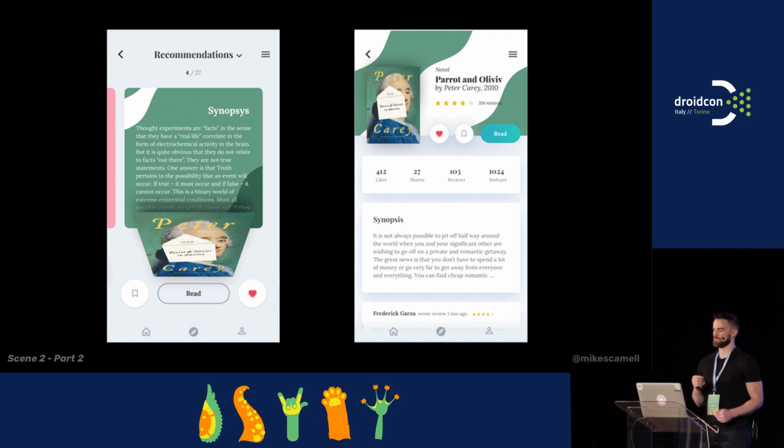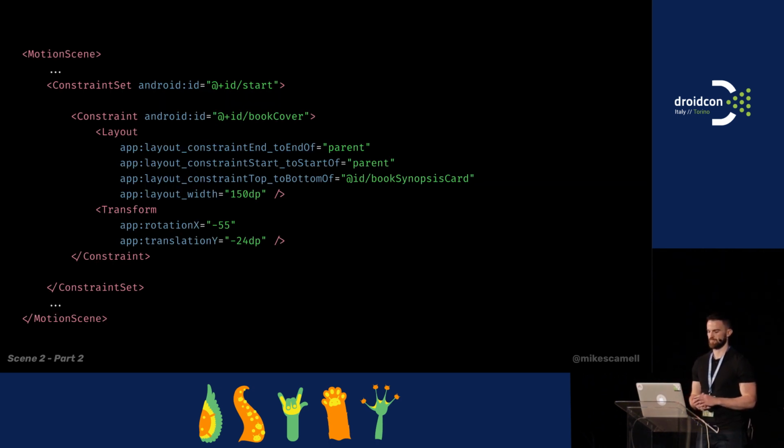Okay, moving on. Let's go back and get the book cover back in and get that animating alongside the synopsis card. As you can see, the book cover animates over the top of the synopsis card and there's a shadow. So we're going to go back and fix those shadow issues that we had earlier. So we can steal the constraint sets from the end of scene 1 for our book cover and put them in our start constraint set for scene 2.